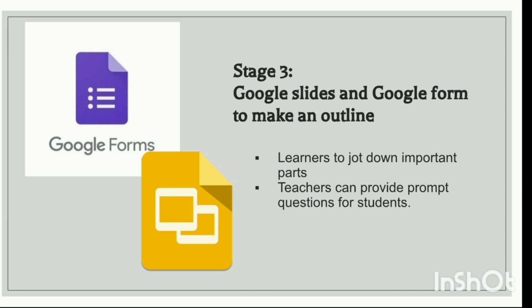Stage 3 is Google Slides and Google Form to make an outline. Once ideas have been set, learners can try to organize the ideas into an outline or framework using Google Slides. Google Slides helps learners to jot down important parts of the composition which they will develop into a piece of writing. Teachers can also help students by providing guiding or prompt questions using Google Form. And teachers can give feedback on their submitted outline prior to the development of the ideas.